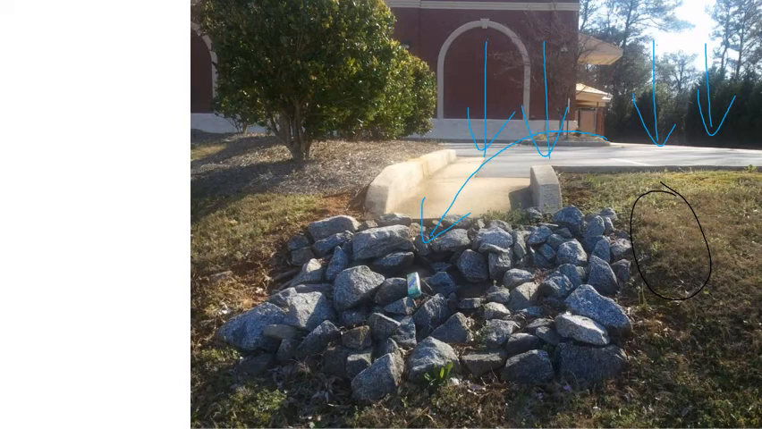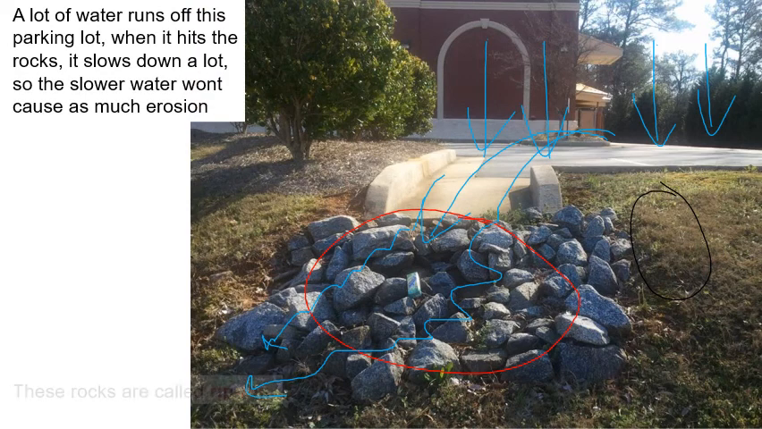So what we do is we put these rocks in the way, and when the water is coming off the parking lot, it kind of has to take its time to filter through the rocks. Or even if it goes over the top of the rocks, it has to slow down a little bit. So these piles of rocks are put in the path of water to make water slow down. Now they have a name.